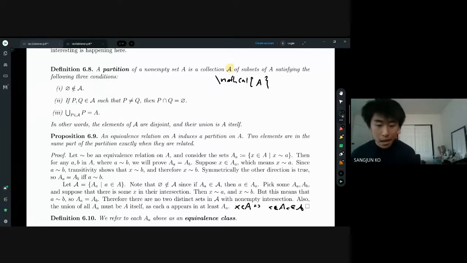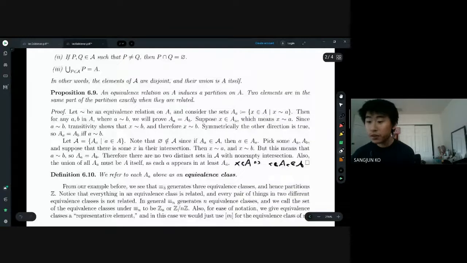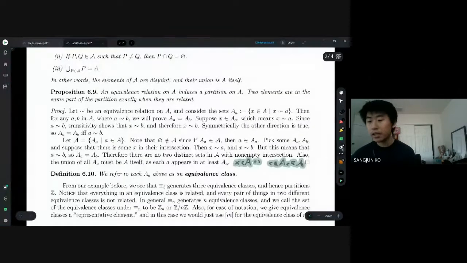I'm going to assume that this was okay. So now, if we go back, what did we say? Oh, by the way, one more piece of definition. We refer to each A sub A above here as an equivalence class.